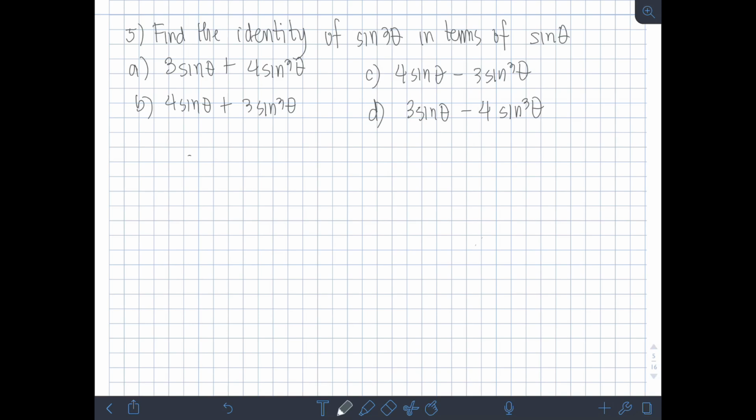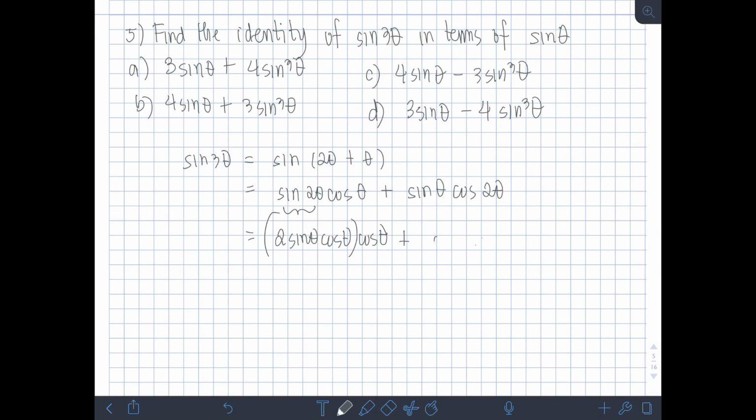Okay? Next, we have find the identity of sine 3 theta in terms of sine theta. Okay, so yung sine 3 theta, pwede natin i-rewrite to as sine 2 theta plus theta, right? Tapos, pwede natin i-apply dito sa sine 2 theta plus theta yung sum identity for sine. So, we have sine 2 theta times cosine theta plus sine theta cosine 2 theta. And then, itong sine 2 theta, gamitin naman natin yung double angle identity for sine. It is equal to 2 sine theta cosine theta, right? Then, times cosine theta plus sine theta.